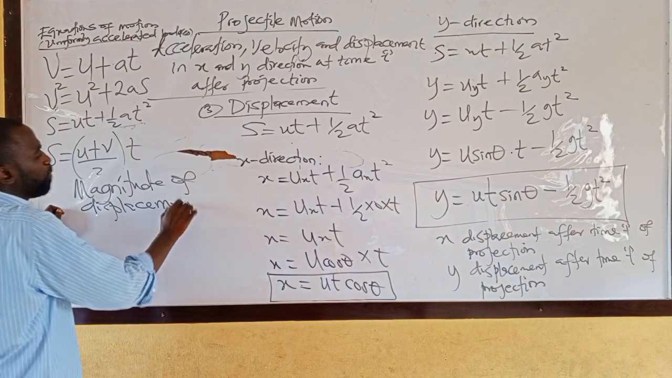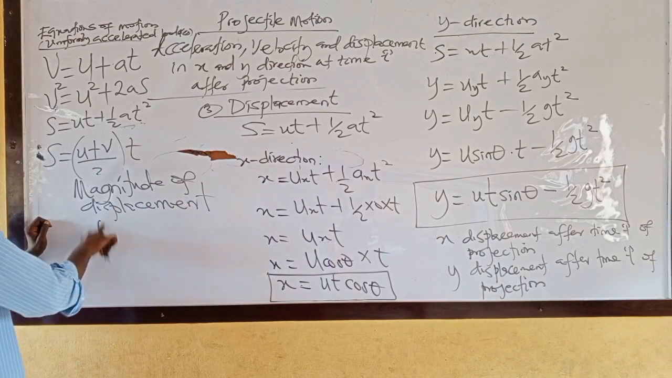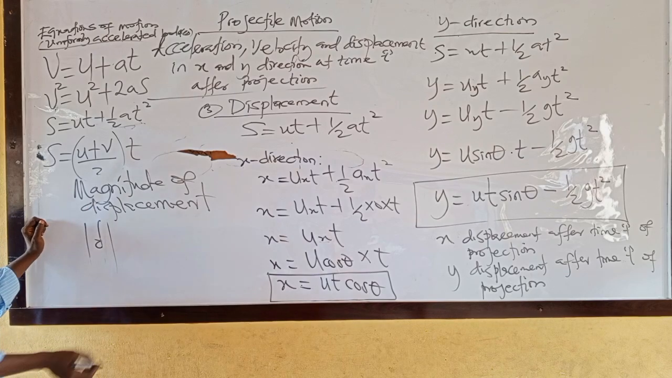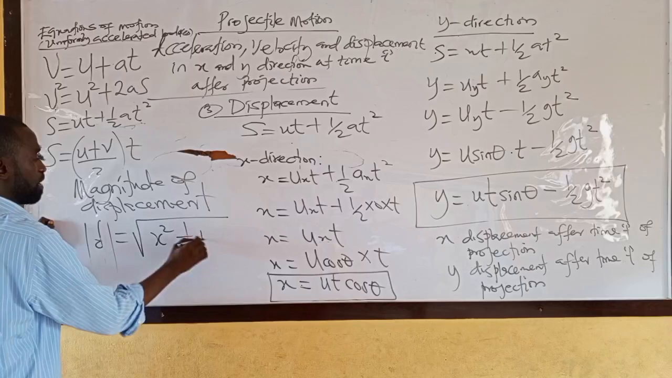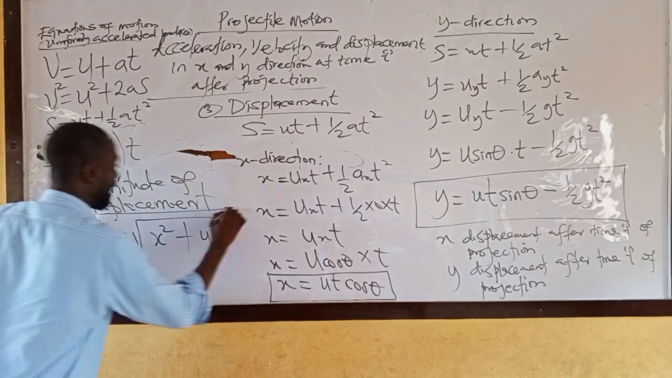After time t of projection, the magnitude of d is equal to the root of s all squared plus y all squared. This is another formula.